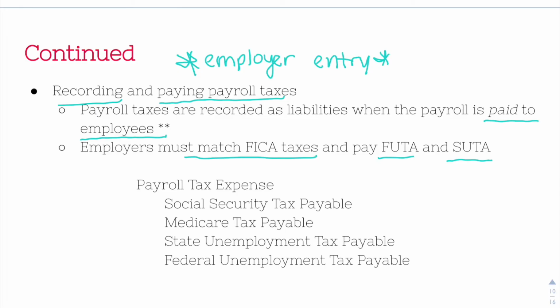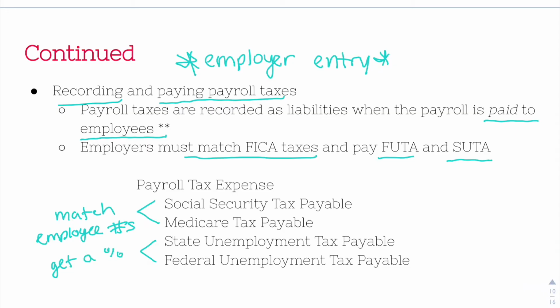So the employer entry is basically all of the taxes that the employer has to pay that are related to payroll. So what you're going to do is first, you're going to obviously figure out how much you have to pay for all these taxes. So Social Security and Medicare are going to match the employees' numbers. So it's going to match employee numbers. And then state unemployment tax and federal unemployment tax. Obviously, state varies by state, so you'll get a percentage for them to calculate it.